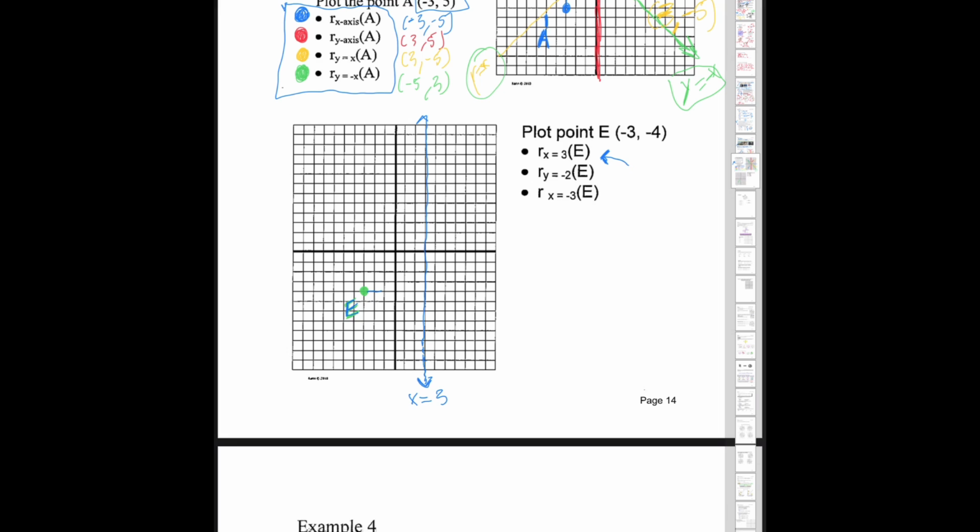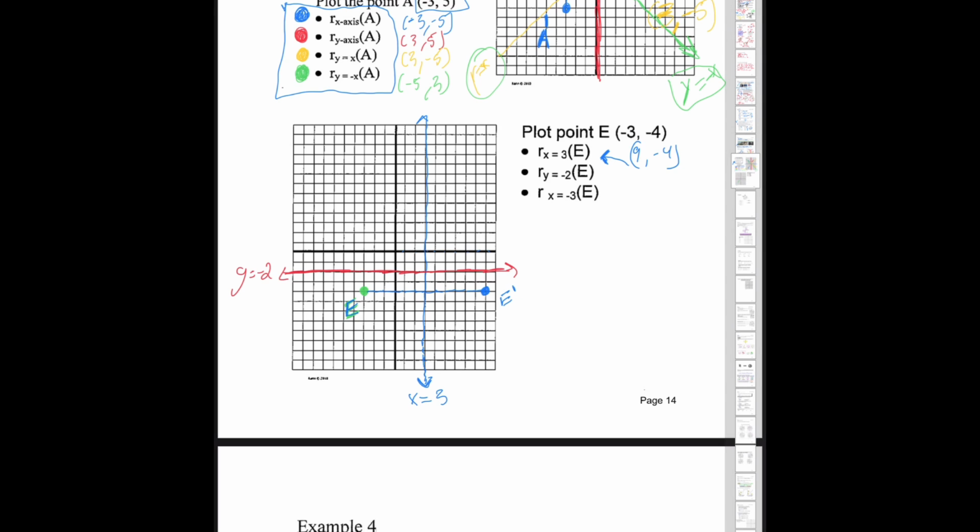We go over it and we count 1, 2, 3, 4, 5, 6, and that means we have to go 6 this way. 1, 2, 3, 4, 5, 6. Here is our new point, which is E prime, and that point is 9, -4. So now let's go ahead and reflect this over the line y equals -2. So y equals -2 is a horizontal line across the y value, -2.